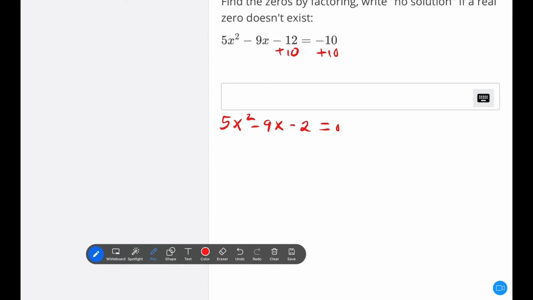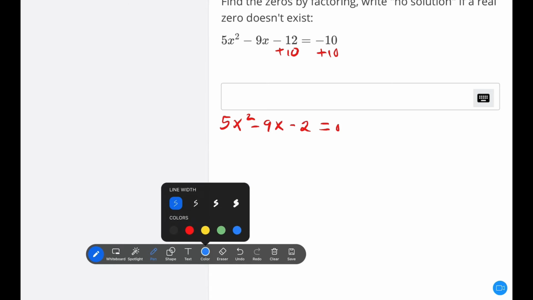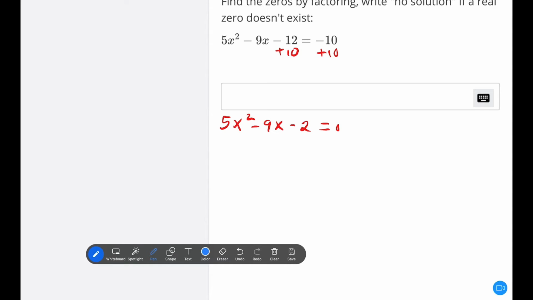Negative 12 plus 10 is negative 2. Alright, 5 times negative 2 is negative 10. Again, if it's a negative, you're subtracting, okay? If it's a positive, you're adding, alright? Okay, two numbers you multiply to get 10, and then you subtract to get 9. That would be 1 times 10. 1 times 10 is 10, okay?